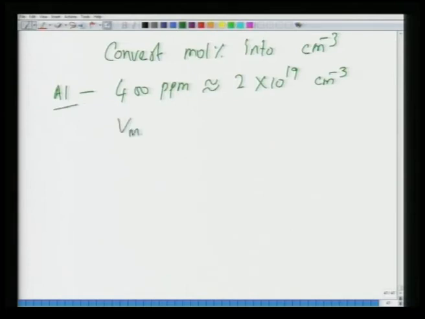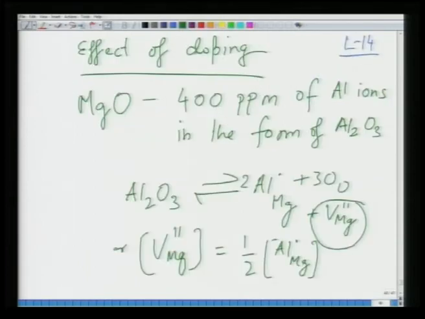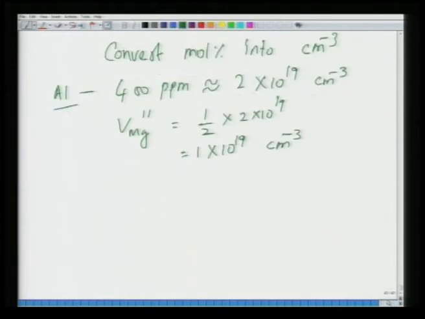So your V_Mg is about half into 2 into 10 to the power 19, so this will be 1 into 10 to the power 19 per centimeter cube. This will be your concentration. Here I am just trying to work out: Al_Mg is equal to twice of V_Mg, so V_Mg is half of Al_Mg. Okay, so we are right there. So 1 into 10 to the power 19.